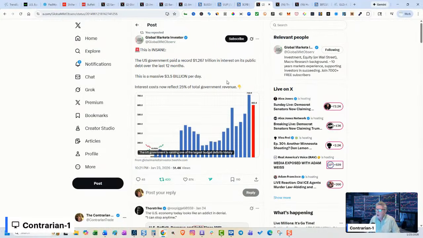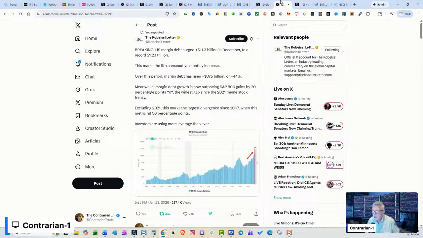short the market. Another thing that is helping weaken the U.S. dollar, the U.S. government paid a record $1.267 trillion in interest. That's not principal. That's interest on its public debt over the past 12 months. That's $3.5 billion per day. Interest alone reflects 25% of government revenues. That is unsustainable. That is why they need to have the U.S. dollar dropping so they can inflate away the debt that we have. Basically, we're going to repay our debt with worthless U.S. dollars.